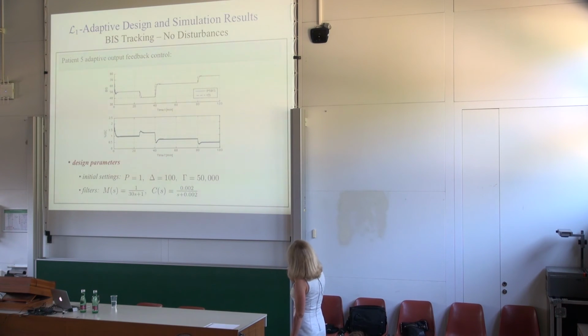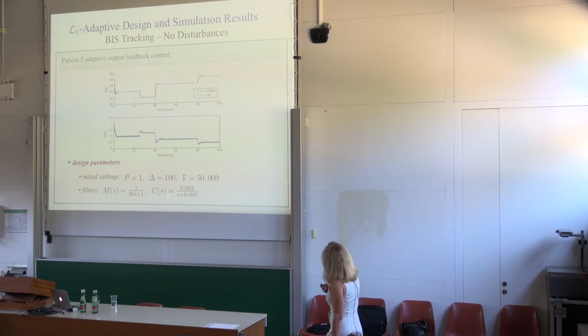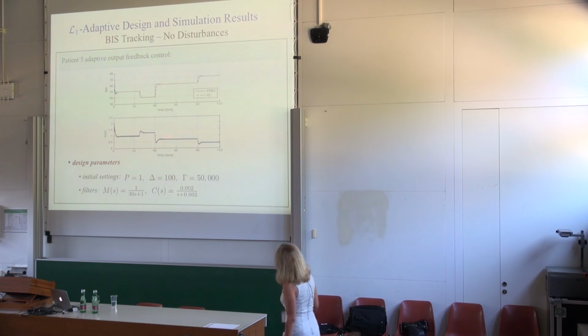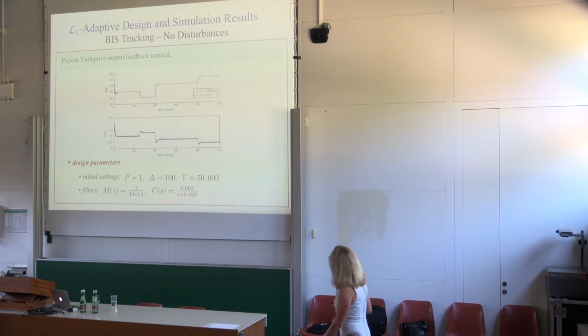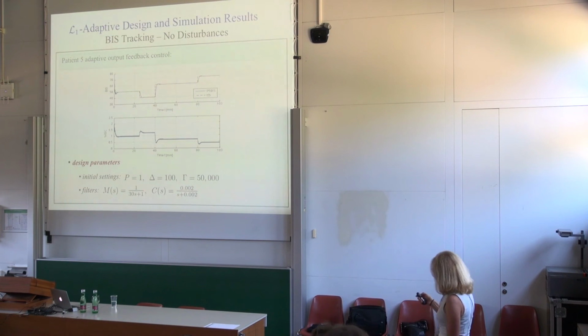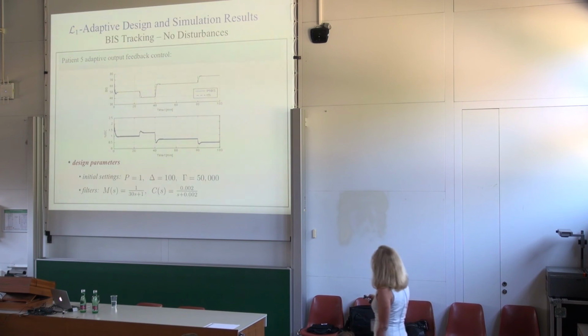This is just another example. This is patient 5. Same thing. The red line is the reference trajectory, and the black line is the BIS signal. And this shows our isoflurane usage. And the control design was almost the same. There's a slight difference in our filter.